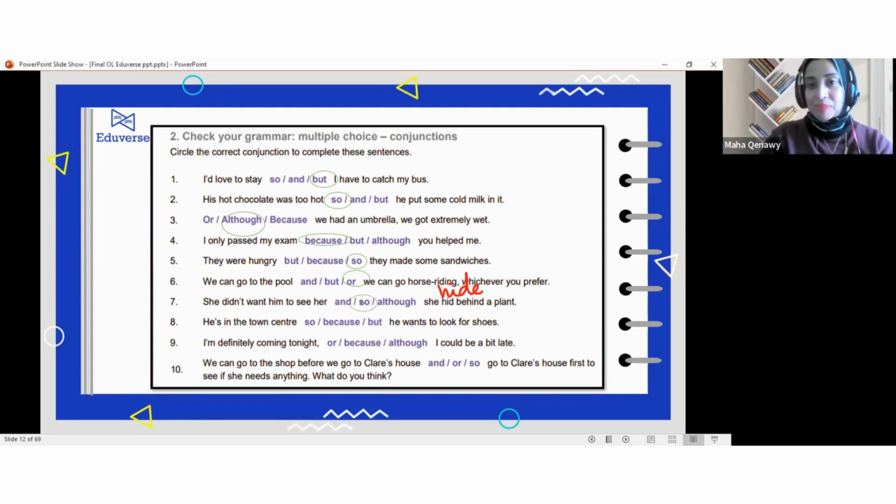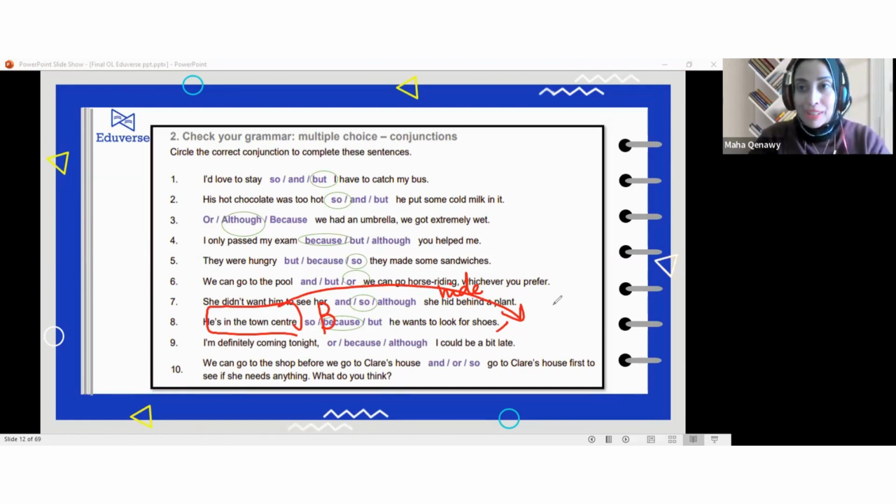So she hid. He is in the town center. He wants to look for shoes. This is the reason he's there. Because he wants to look for shoes, he is in the town center. Miss, can I start the sentence with because and bring this statement later after it? Yes, sure, my friends, you have the right to do this. Because he wants to look for shoes, he's in the town center now. He's in the town center now because he wants to look for shoes.